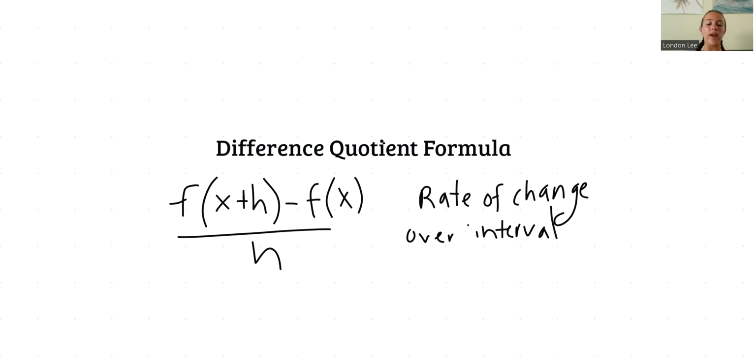Anyways, so we have the difference quotient formula here. It's f of x plus h minus f of x over h, and that shows us the rate of change over an interval. So we're going to be using this to find the difference quotient of this example.